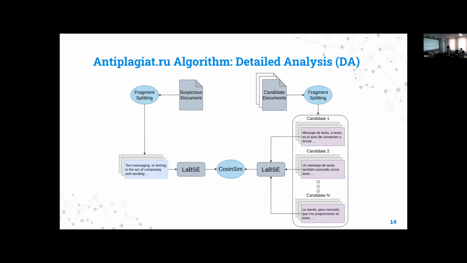The detailed analysis step. After the candidate retrieval step, we have the suspicious document and the top K source documents, and we somehow want to find the needed fragments, the plagiarized fragments. So we divide both sides into fragments, use LaBSE to get vector representations and cosine similarity, and we get the plagiarized fragments.